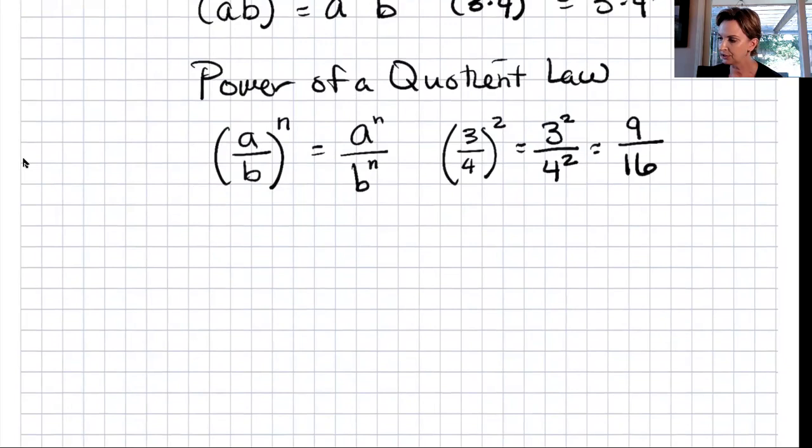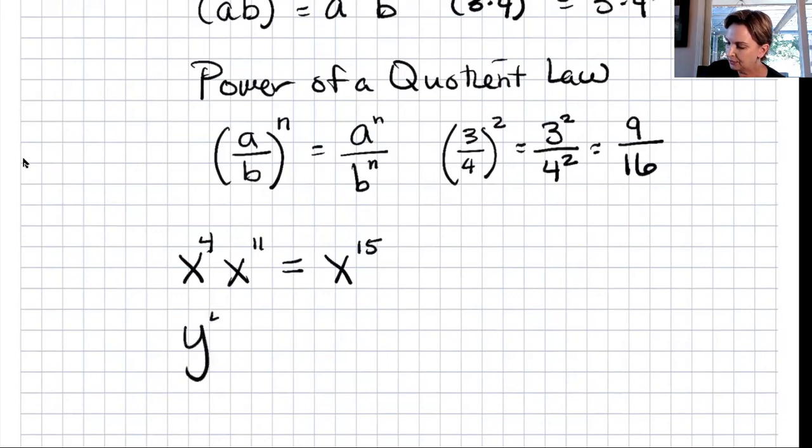If we start with just some simple ones, say x to the 4th times x to the 11th, you have the same base, they're both x's, so you can just combine those exponents and you get x to the 15th. What if I have y to the 4th and y to the -7th? Again, you use that same law. You combine your exponents and you get y to the -3rd power.